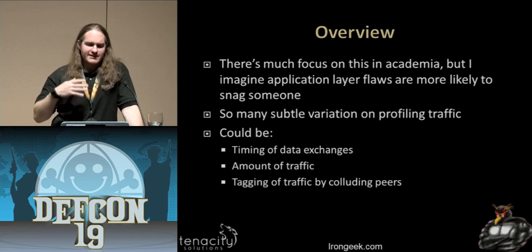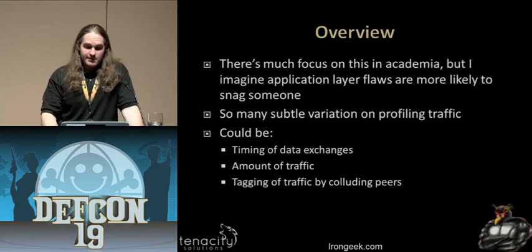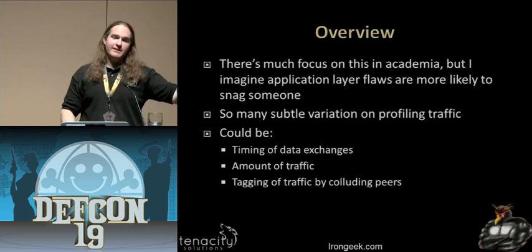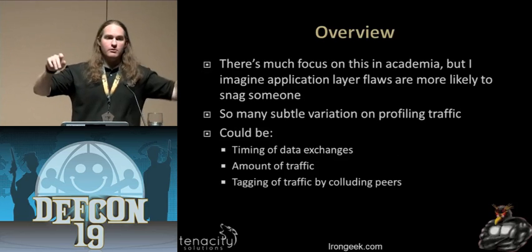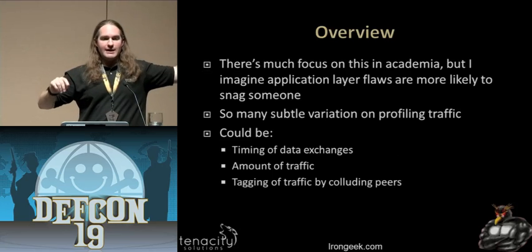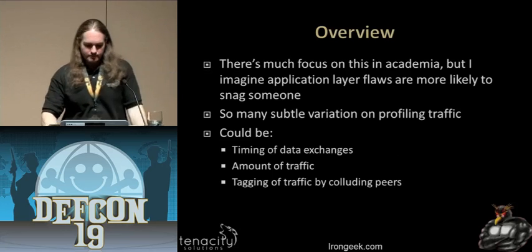It could be things like timing of data exchanges, the total amount of data someone sends in their network, or tagging of the traffic by colluding peers. So, hey, I'm the first hop, I mess with the data, I pass it along, and later on I see it again, and I go, oh, so I know you, the person that contacted me on this node back here, so I can make a connection there.